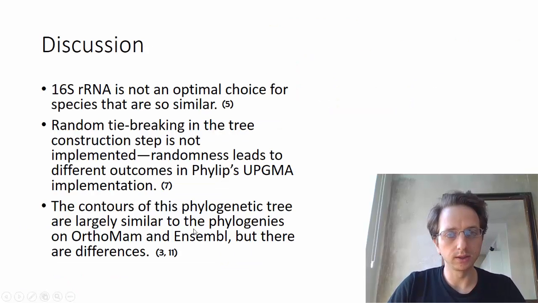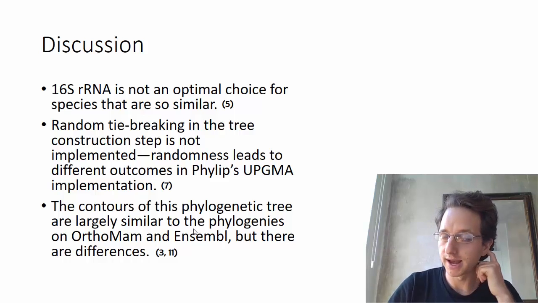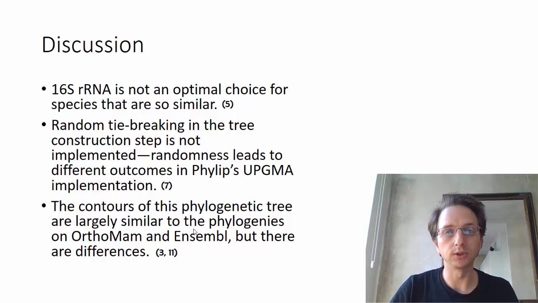So one of the things that I found as I was creating this distance matrix is that perhaps the gene that I chose is not the most optimal gene for species that are so closely related. The 16S rRNA gene is fantastic when you want to infer deep relationships, but because it's such a conservative gene, it doesn't mutate very quickly, which means that the distances between two species that are different, like chimp and human, are very small.